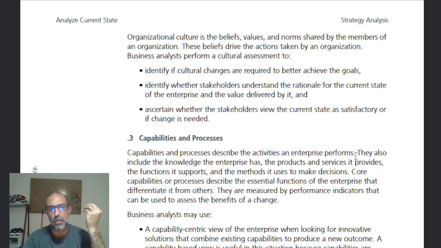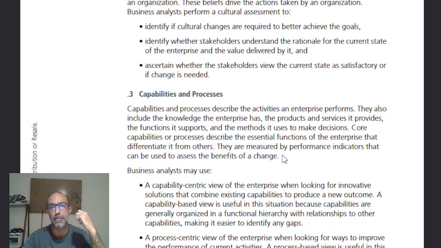So when it comes to the stakeholders, that's where the communication comes in, right? We have to be able to tell if the stakeholders understood what we're doing, the reason why we're doing it, and how it actually delivers value to them. And ascertain whether stakeholders view the current state as satisfactory or if change is needed.